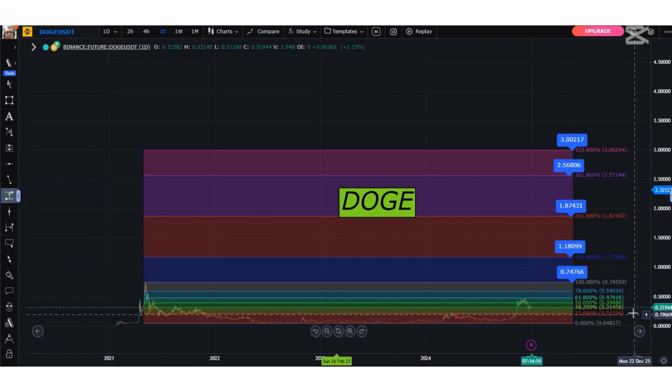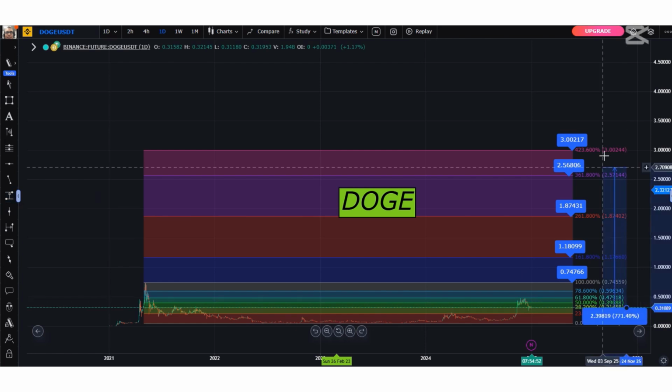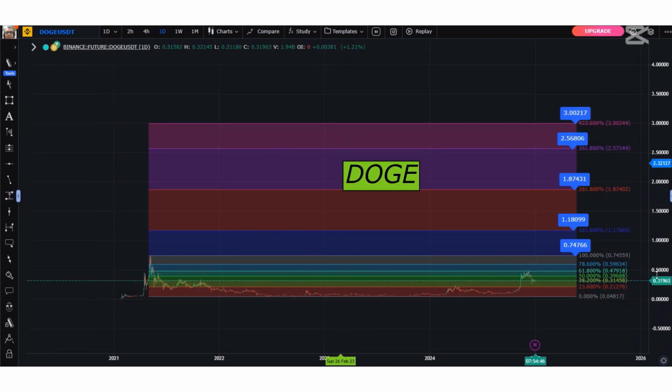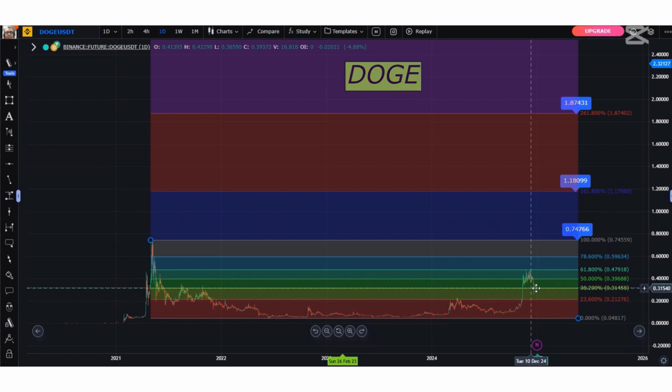Right now we're sitting at 31 cents, right at the tip top of this market. If everything pans out, we're looking at about an 8x. That's amazing, right? So Dogecoin's looking pretty hot, pretty great. Let's just see here. We're sitting right here at the 382.